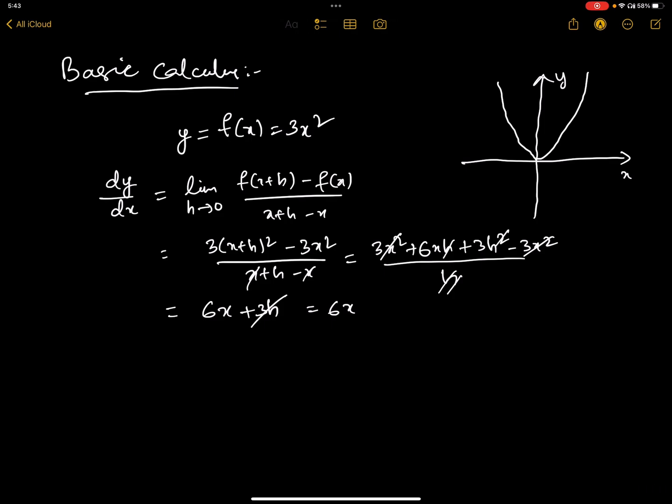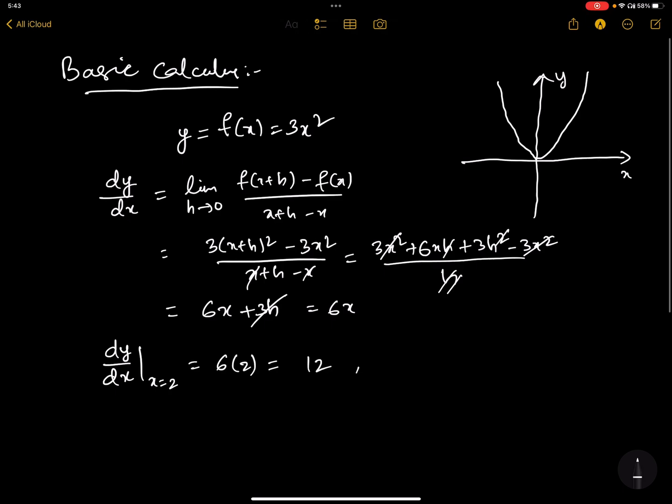Suppose we want to evaluate the slope at a particular point. Let us say dy/dx at the point x = 2. We just substitute the value of x, and that equals 12 here. Similarly, if we want to find the slope at x = -2, we substitute the value and we get -12 here.